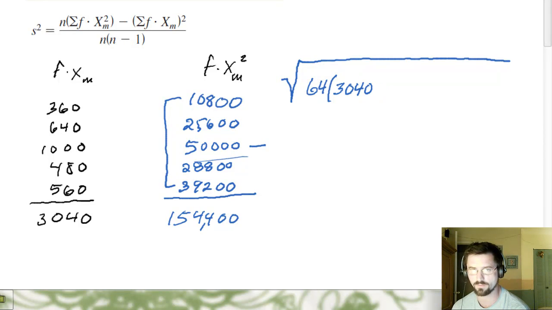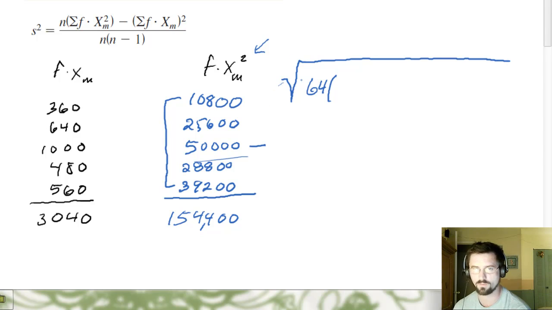Oh, why did I put that there though? That's wrong. Because in the first one, I put the sum of the frequencies times the midpoint squared, which is this column here. So let me erase that. Where's my eraser?